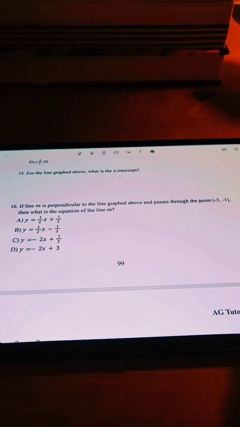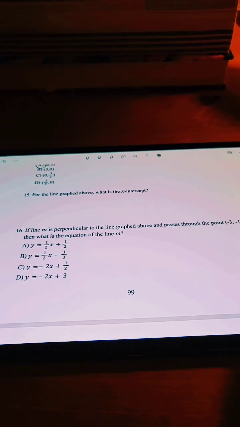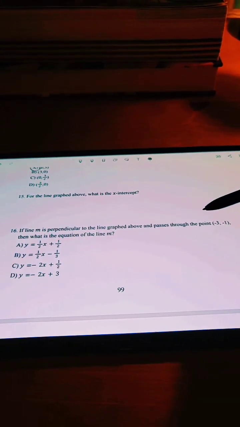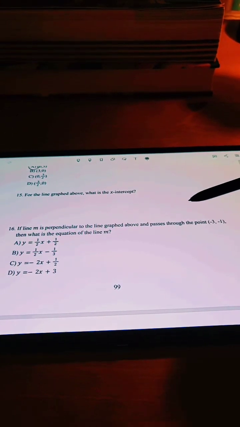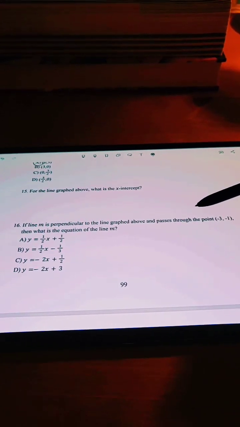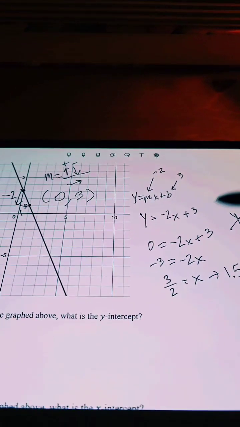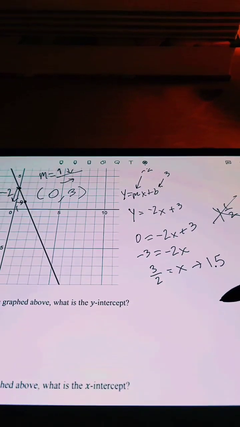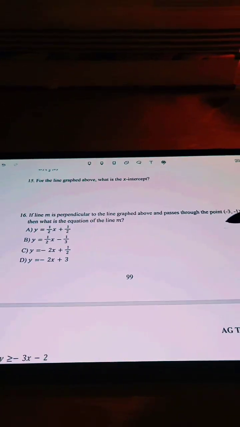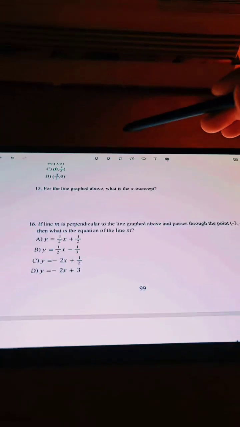Now for number 16, thanks for the shares, guys. If line M is perpendicular to negative... why are you guys saying negative 2? Yeah, that's negative 2 right there. Maybe I said positive by accident, sorry, but I wrote it.